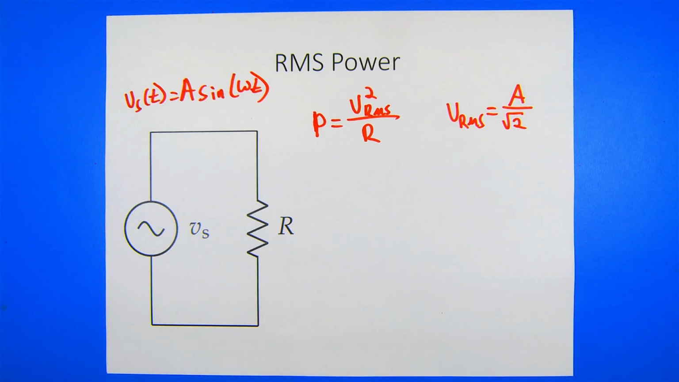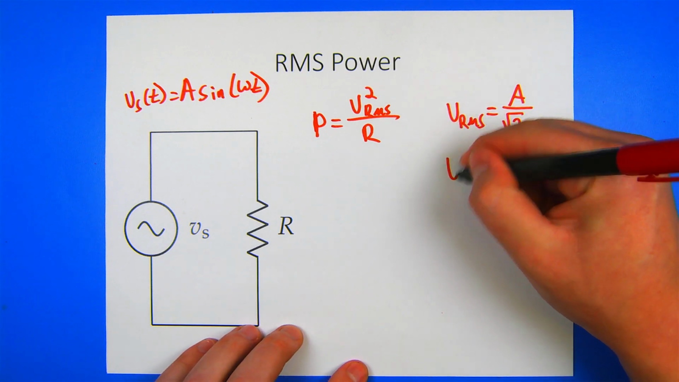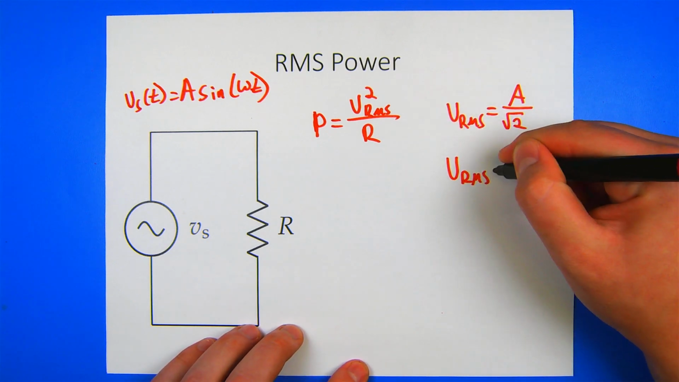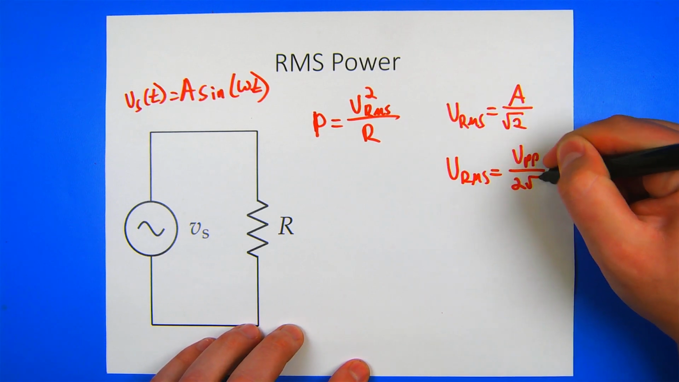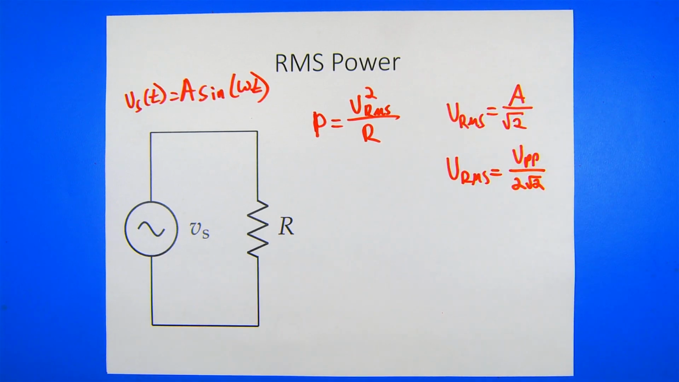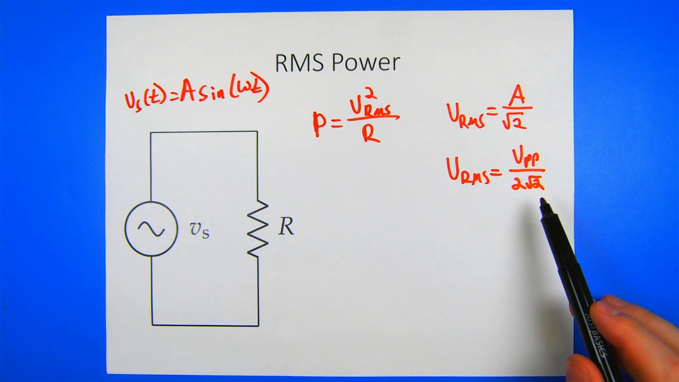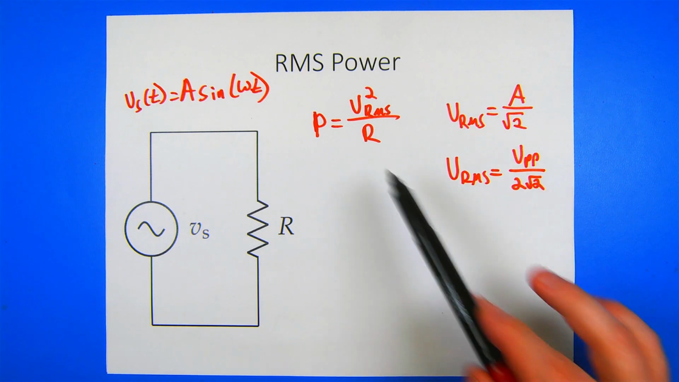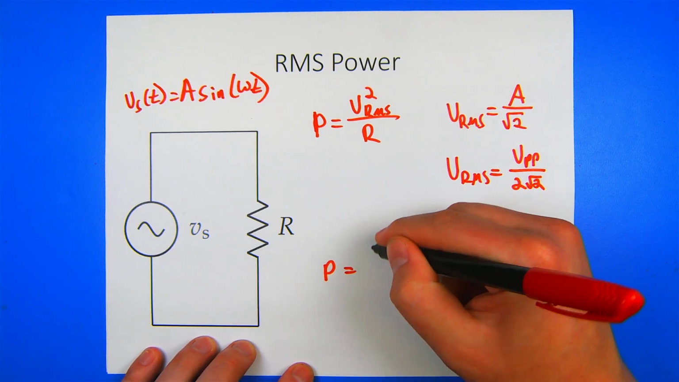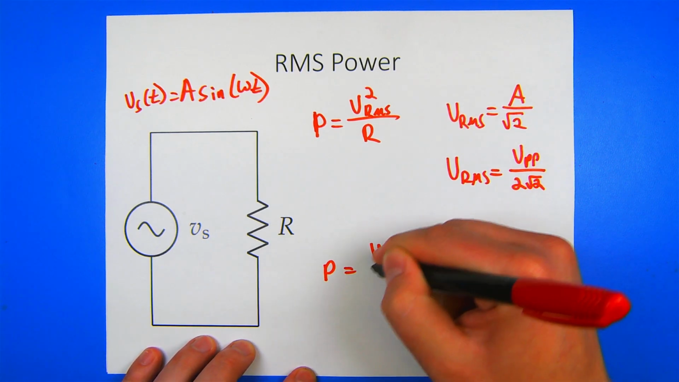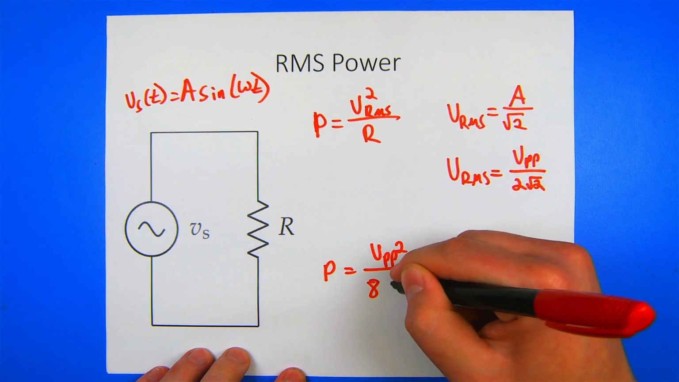Remembering that the amplitude will be half the peak-to-peak voltage, we can rewrite this expression as VRMS is equal to the peak-to-peak voltage divided by 2 root 2. Now that we have this expression, we can substitute it into this power equation. This gives us that power P is equal to the peak-to-peak voltage squared divided by 8 times the resistance R.